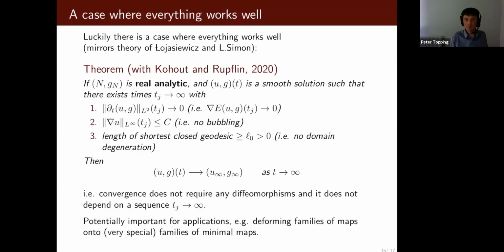Then the theorem says you don't need a sequence of times ti, and you don't need the diffeomorphisms anymore. The diffeomorphisms are really coming from the non-real analyticity. Now you just get straightforward convergence, the best you could hope for, as t goes to infinity, not at some sequence of times. And what we have in mind is that we're going to use this theorem, or someone will use this theorem sometime, hopefully, to take whole families of maps and deform them together to families of critical points, which is a sort of common thing that you do in topology.